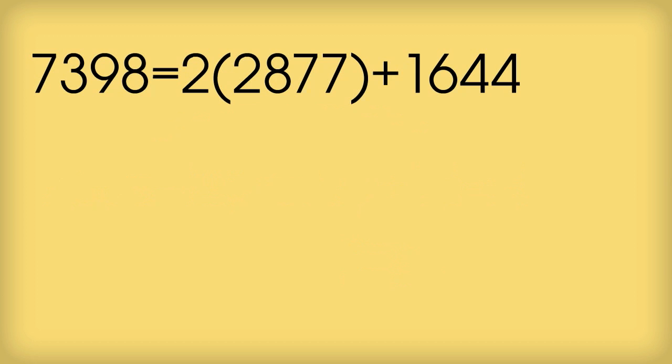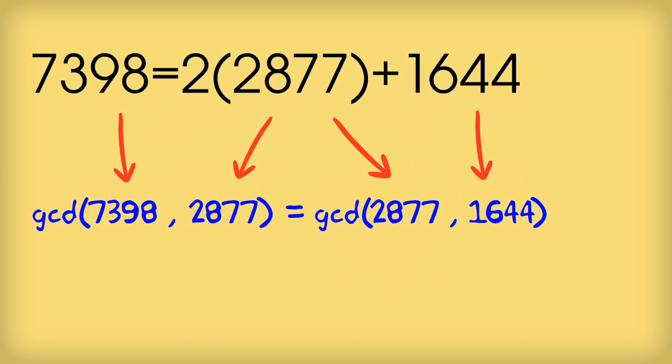Now here's the really beautiful part about Euclid's algorithm. It was observed and proved that the GCD of 7398 and 2877 is exactly equal to the GCD of 2877 and 1644. You can prove that that's always the case. I'm not going to do the proof because I'm trying to make this easy, but if you look up on the internet you'll be able to find a proof of what I've just said. And at some point I'll probably do a proof of Euclid's algorithm made easy video.